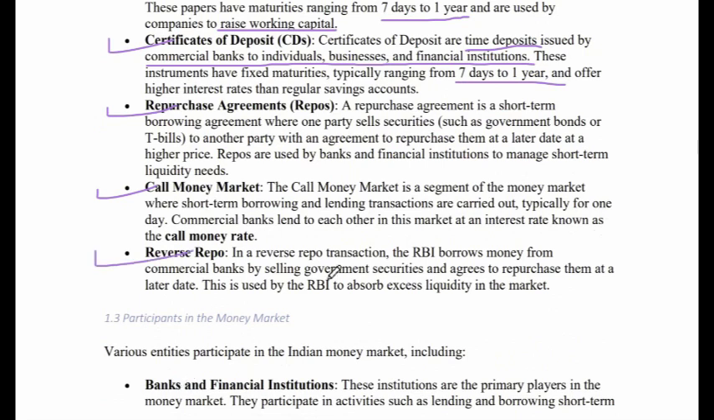Reverse repo. In a reverse repo transaction, the RBI borrows money from commercial banks by selling government securities and agrees to repurchase them at a later date. This is issued by RBI to absorb excess liquidity in the market.